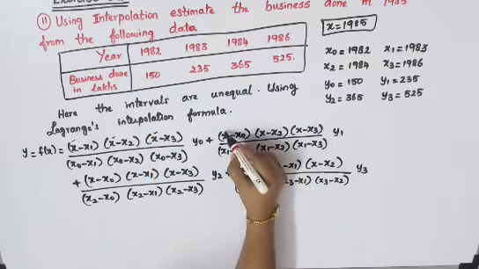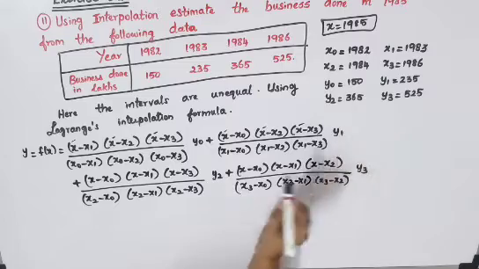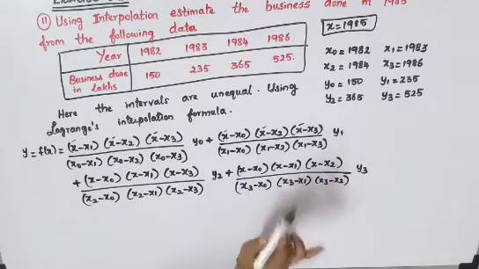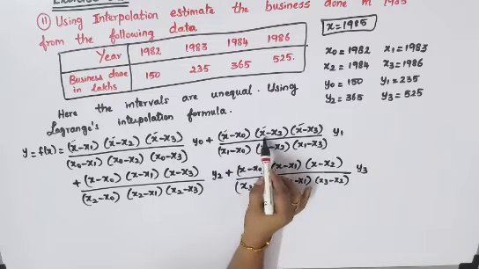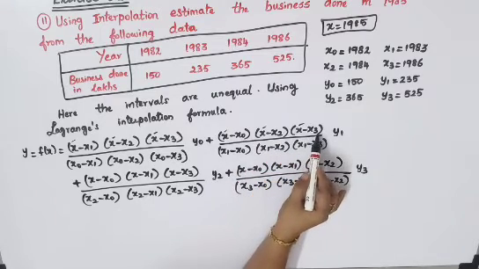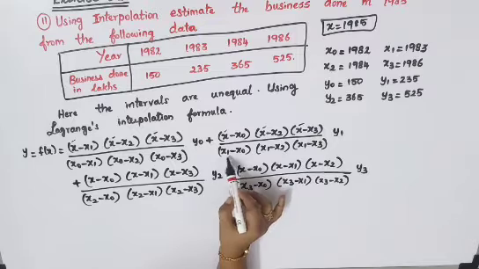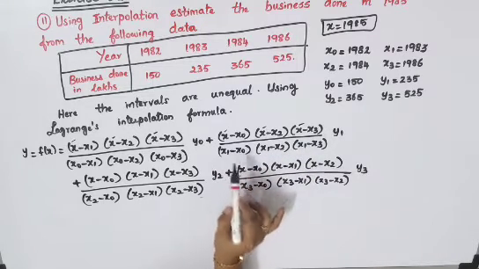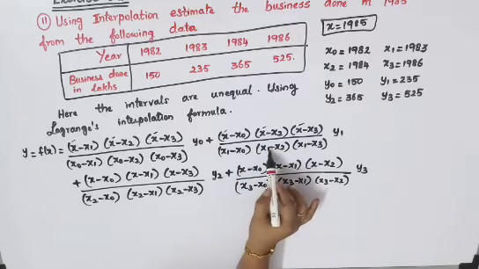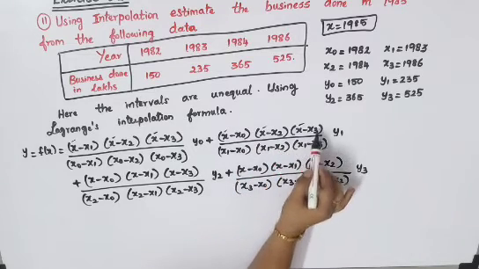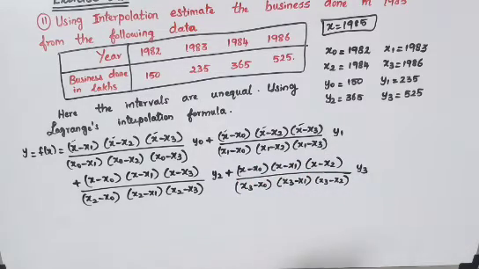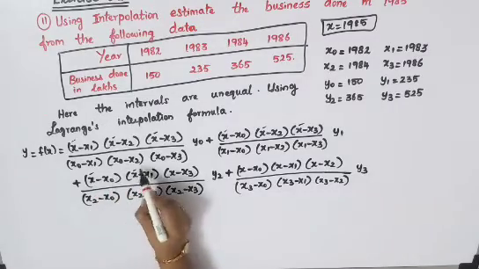Then plus, again starting with x only. But what you leave out here: x0 we used in the first term, now x1 you have to leave out. So x minus x0, x minus x2, x minus x3. Whichever term you left out of the numerator has to come to the denominator. So x1 minus x0, x1 minus x2, x1 minus x3. Whatever you leave out in the numerator, the same you will have in the denominator.